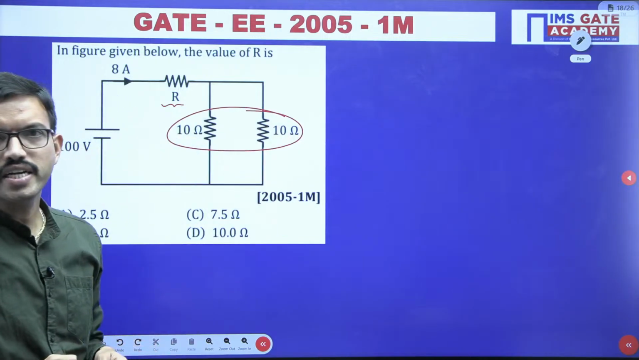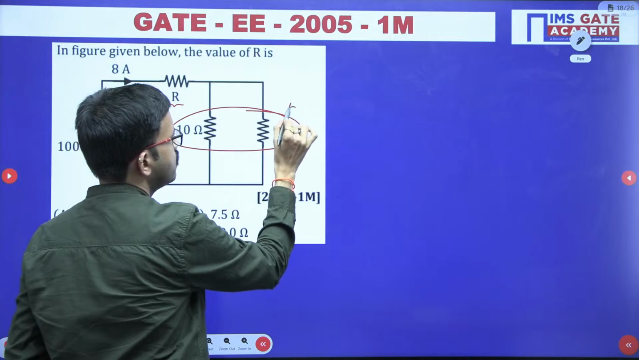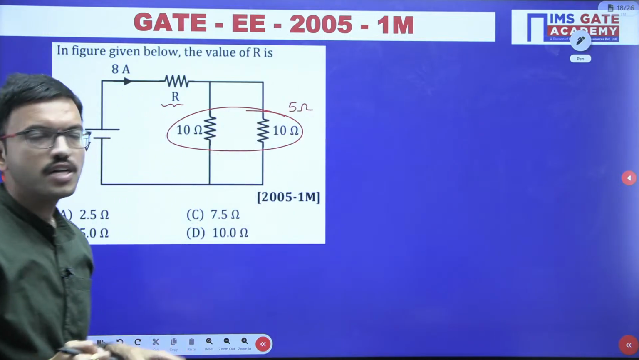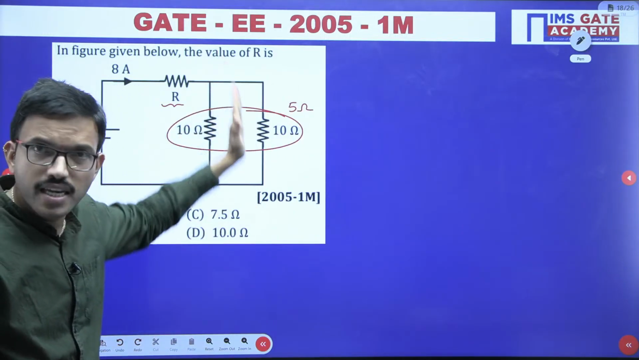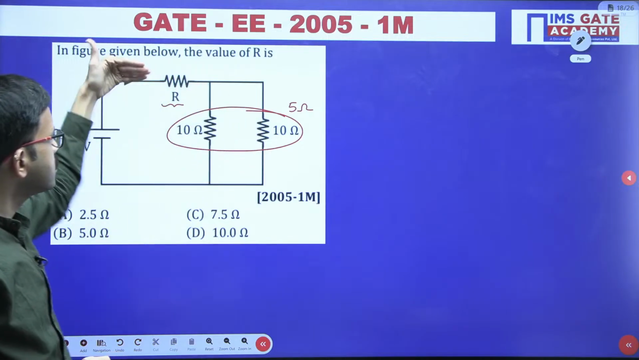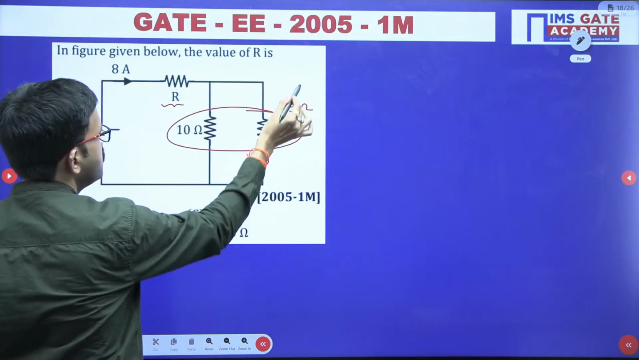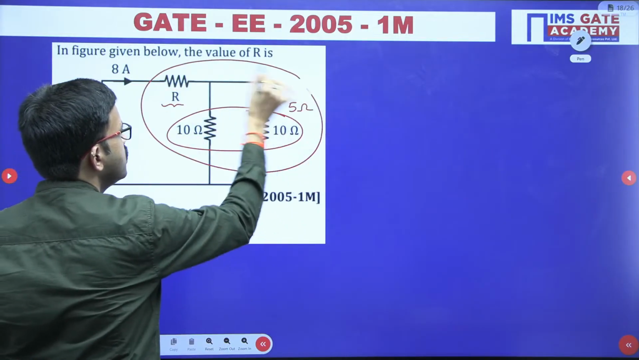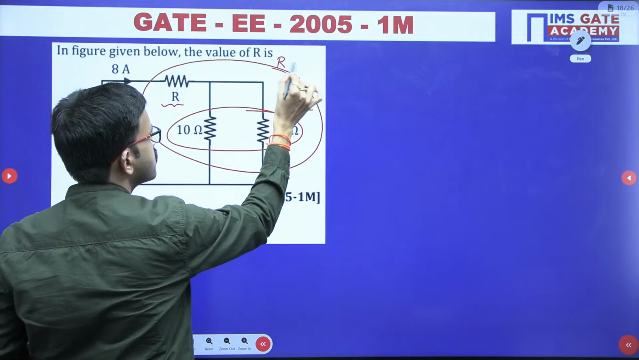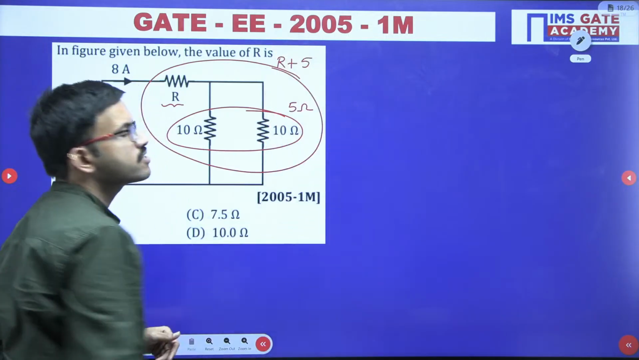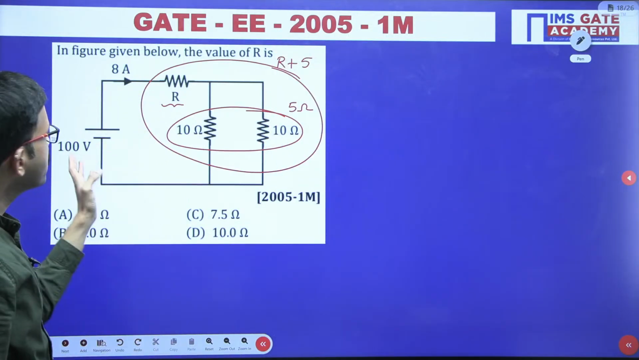You can observe here 10 ohm, 10 ohm, these two are connected in parallel. Equivalent resistance you will get 5 ohm. Now here you are getting one single resistor, and this resistor and this resistor, how are these two connected? Series. That means this entire configuration you can represent as a single resistor, and that value is R plus 5. Now you can use Ohm's law, that's all.